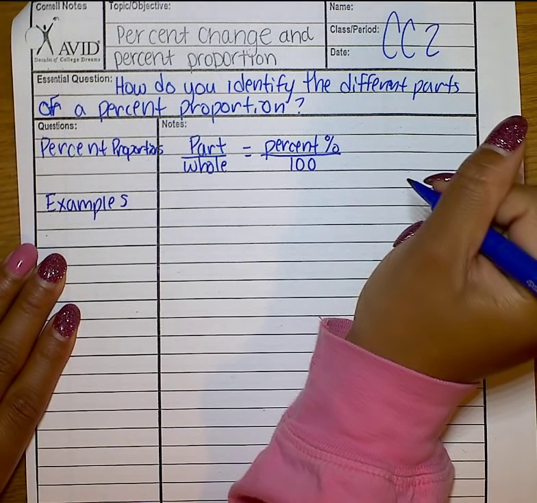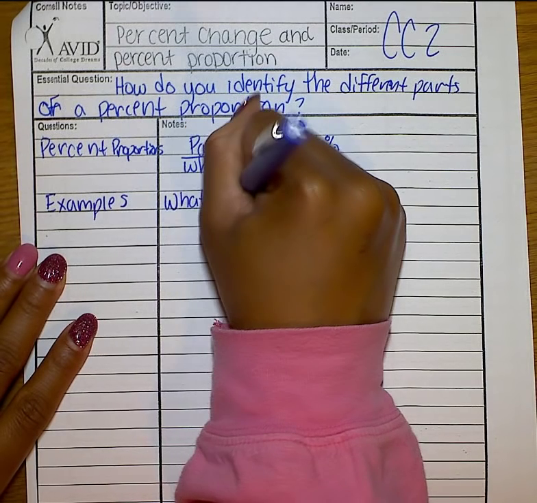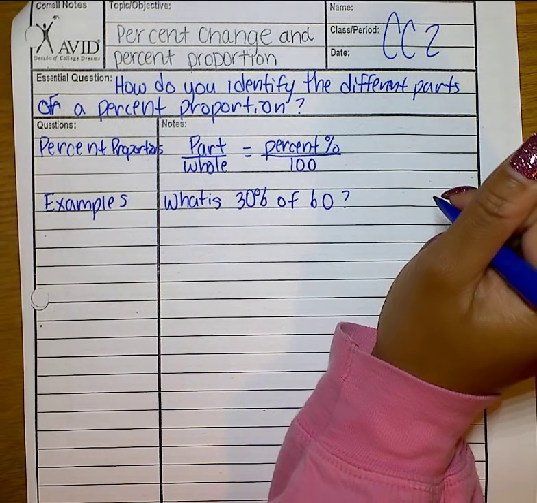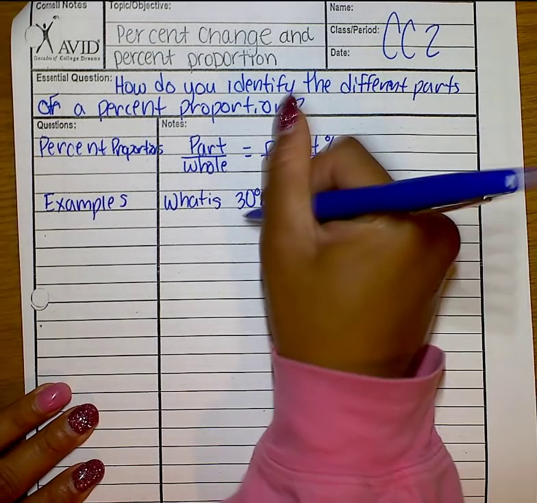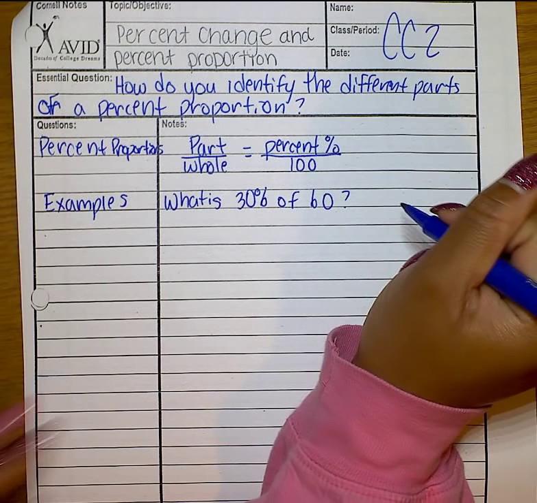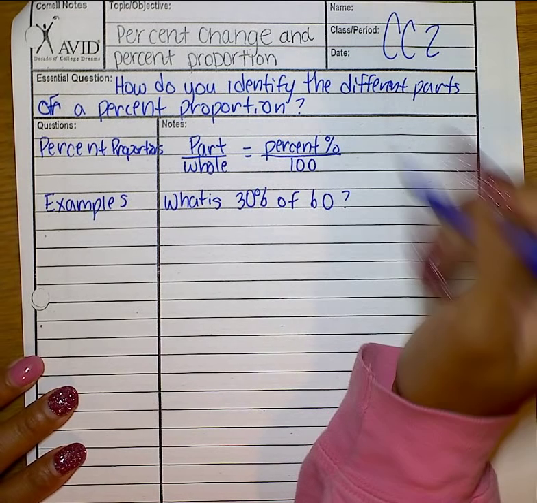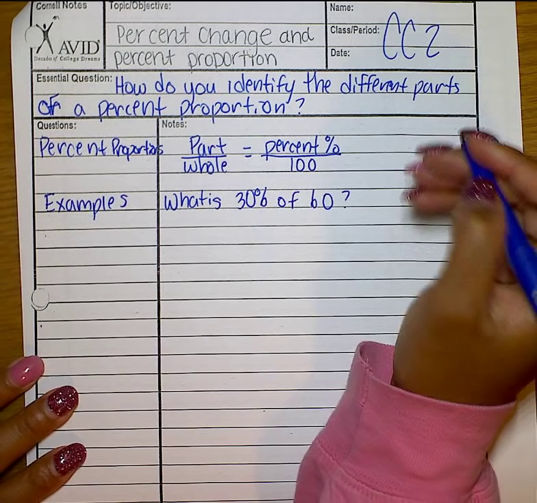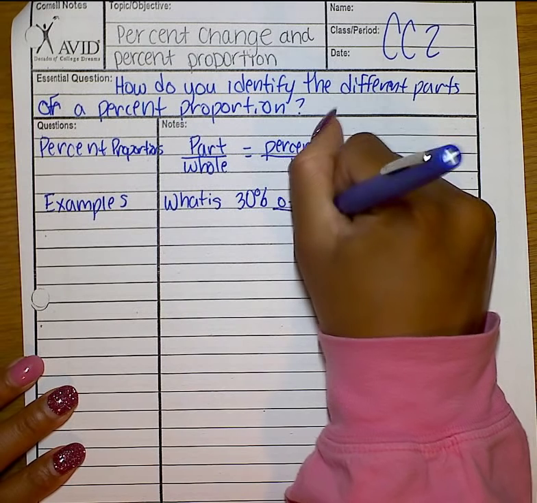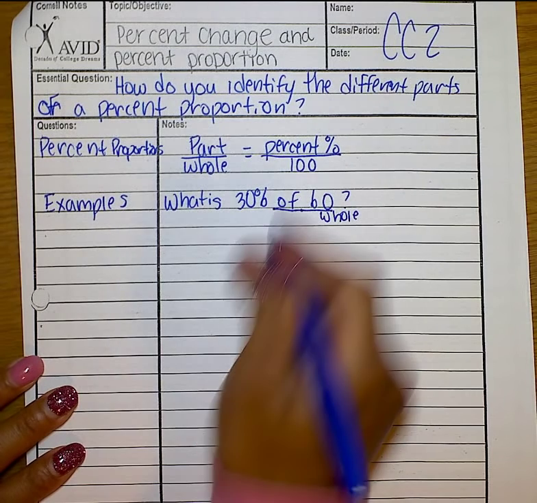So the type of examples that we're going to see are examples such as the question is asking, what is 30% of 60? So we need to look at what parts are what. So obviously 30% is our percent, and then the of 60. The idea is we need to figure out whether 60 is our part or our whole. That is what our decision is going to be. So anytime you see the word of a number, that is always going to be your whole. And then anytime you see the 30%, that's always going to be your percent.